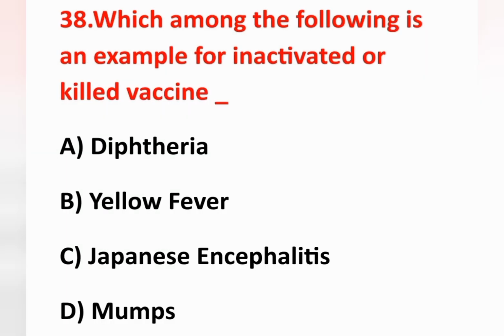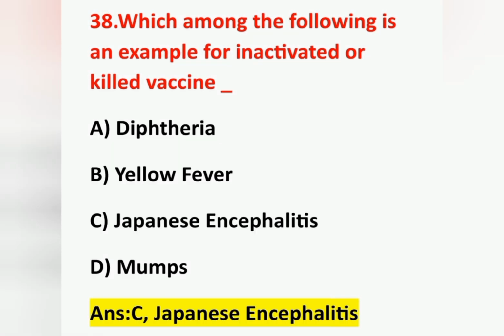And the next question, which among the following is an example for inactivated or killed vaccine? Options are option A diphtheria, option B yellow fever, option C Japanese encephalitis vaccine, option D mumps vaccine. Here correct answer is Japanese encephalitis vaccine. One of the examples of killed vaccine is Japanese encephalitis.